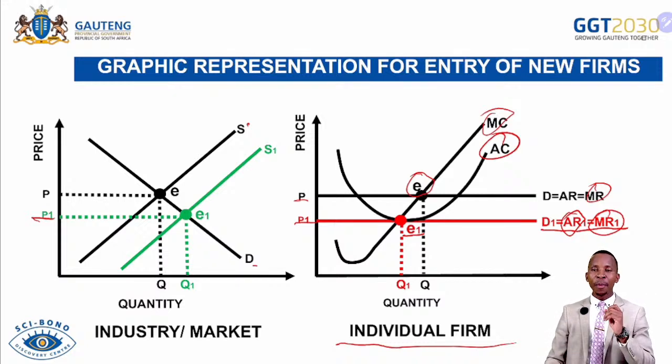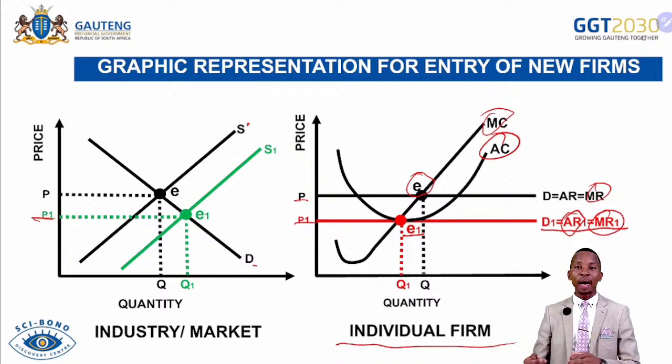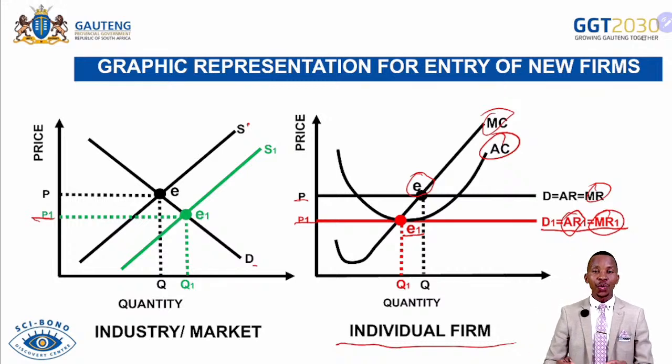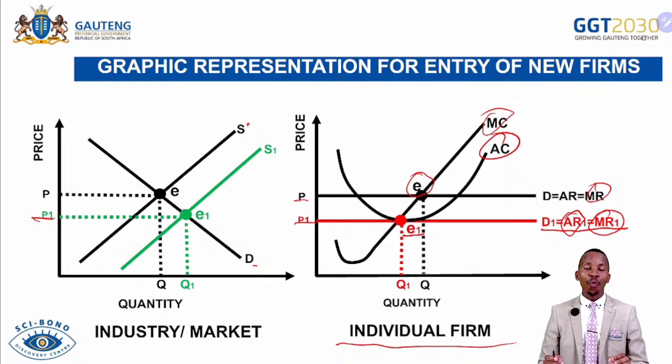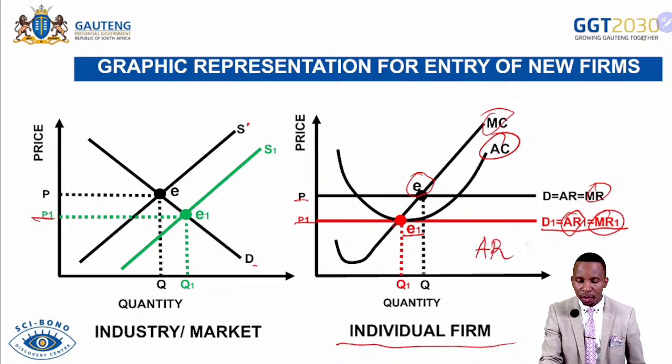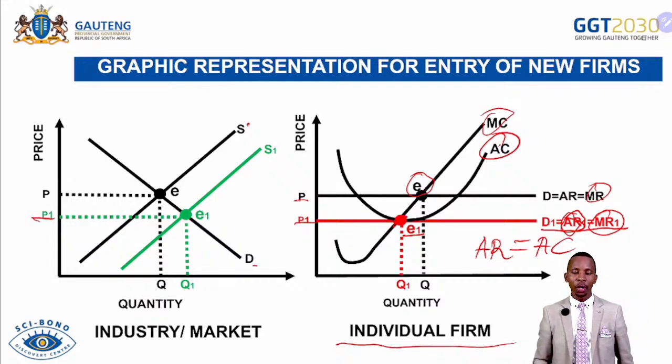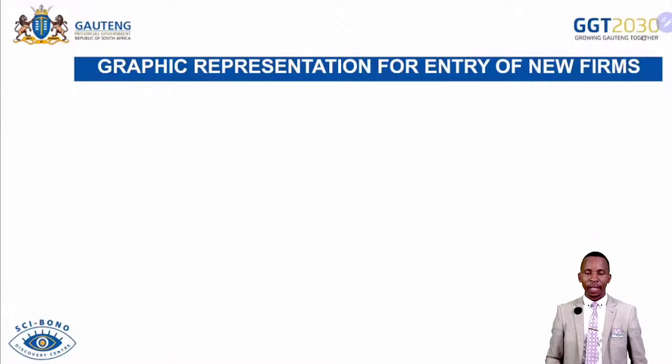Since all inputs are flexible in the long run, new firms are able to enter the market and compete. That leads to market share or consumers being lost from existing firms to new firms, and then the profits will be reduced for existing firms. Then firms will be making a normal profit in the situation where AR equals AC. You can see AR here is just touching AC. So the firm is making what we call a normal profit. Then the graph is explained.